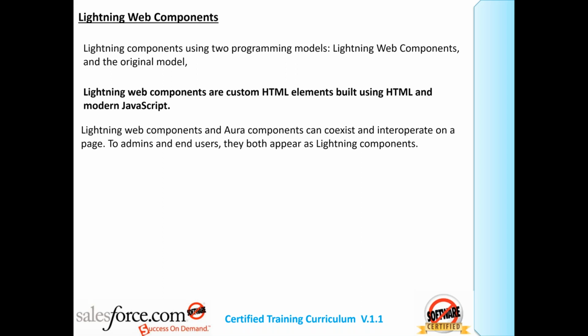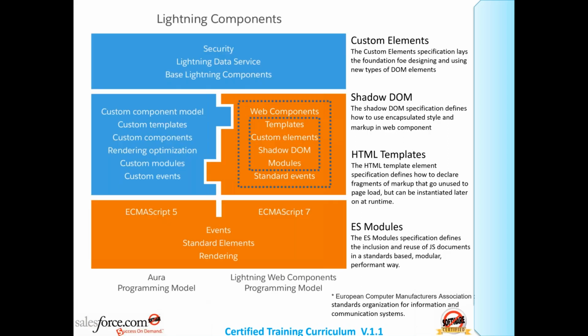So Lightning component has two programming models: LWC programming and the original programming model called Aura, which you have already learned. Clear? Next, what is this Lightning component or LWC consist of?